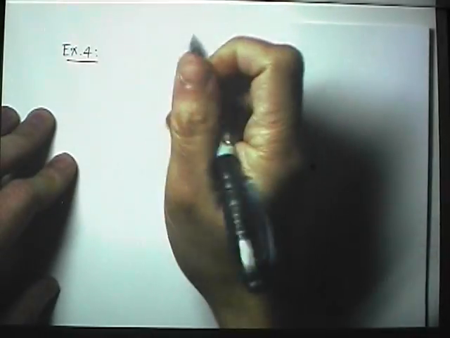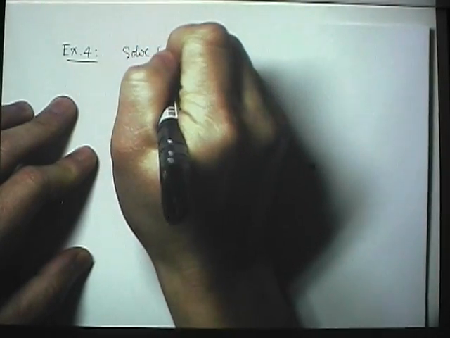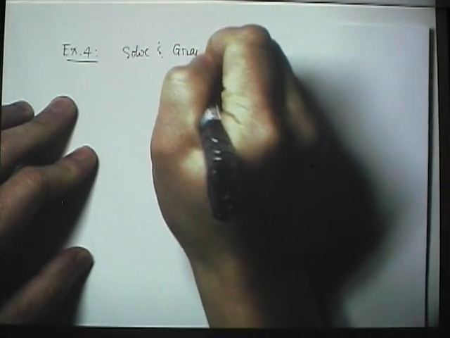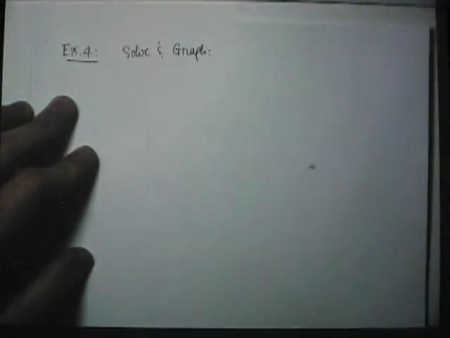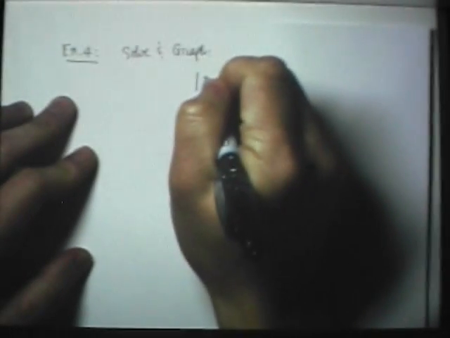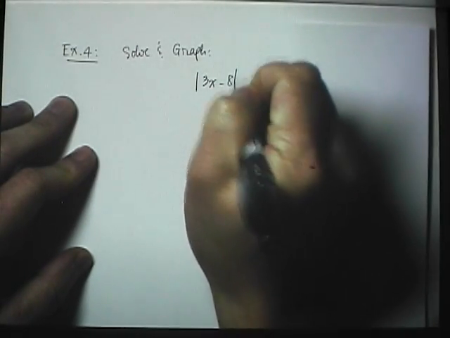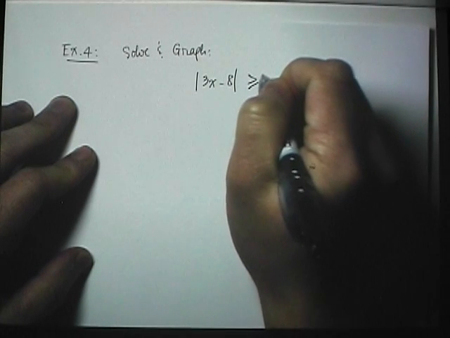In example number 4, we have another one to get comfortable with. We want to solve and graph the inequality I have here: the absolute value of 3x minus 8 greater than or equal to 7.